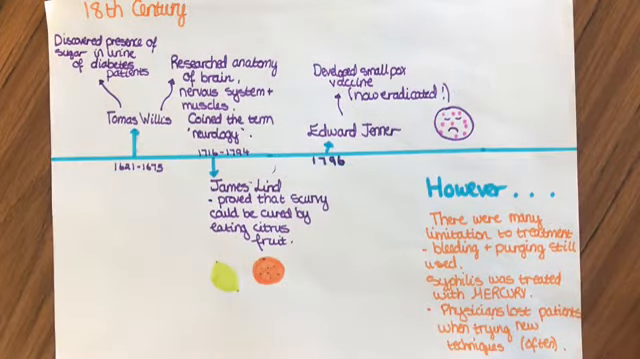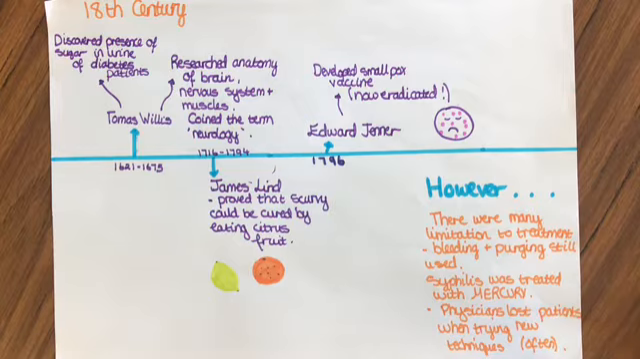So in the 18th century, the beginning of this is 17th century, but Thomas Willis discovered the presence of sugar in urine of diabetes patients, and he researched the anatomy of the brain, nervous system and muscles. He created the term neurology.